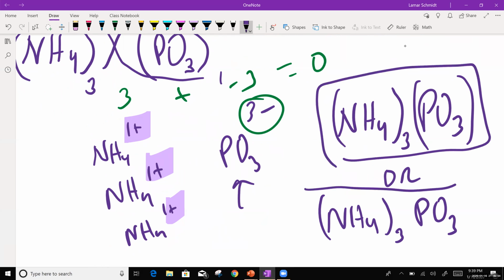And the way it'll probably be written on a test will be if there's not a parentheses required, we don't put it on there. So anyway, I hope this helps.